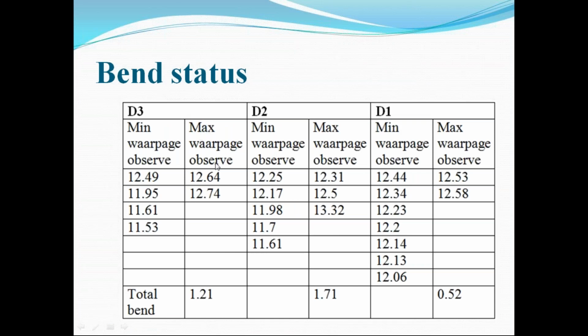Now this is the bend status. This is the rapid observed on the product. There are 3 dies, D1, D2 and D3. So total bend, this is 1.21 for D3. For D2 this is 1.71 and for D1 this is 1.52. These are the total bend.